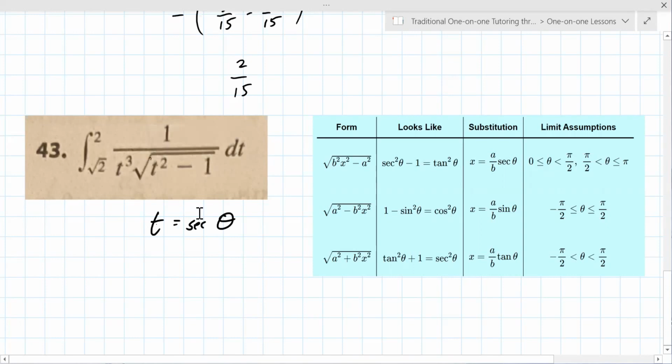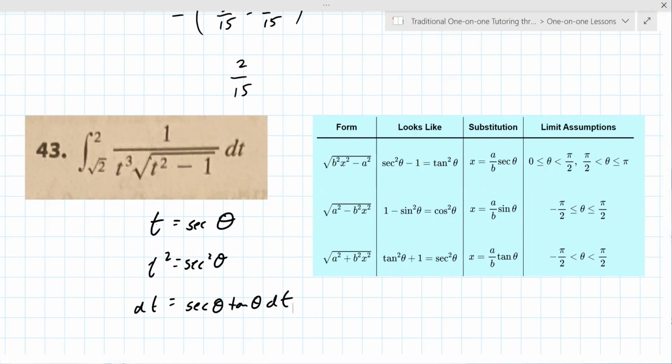Okay, so your t squared is obviously secant squared, and then you have to find dt. So that's why you had to go through your calc 1. Your derivative of secant is secant tangent, I think. I feel like I always have to check myself on that because I don't remember. Yeah, derivative of secant is secant tangent. Okay, so we're going to use these 3 things.